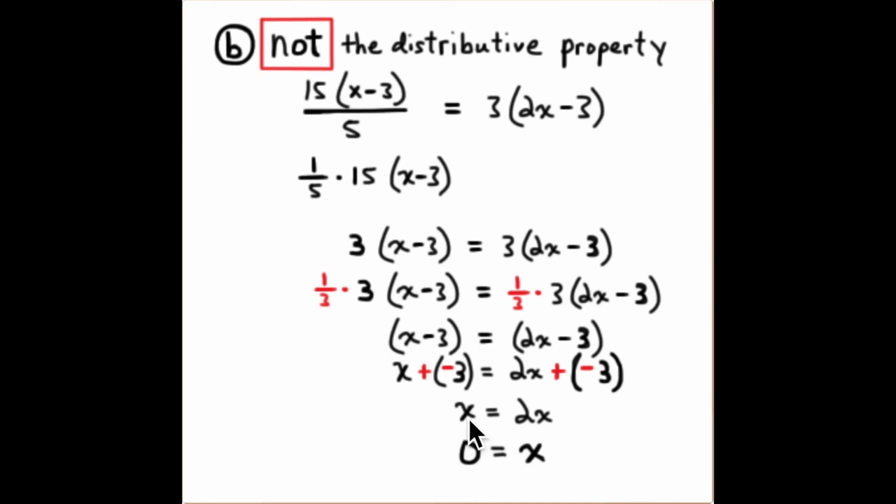It makes sense. The only way that you can have x equal to double something else is for that x to equal 0. There's nothing else that you can do. This is 1x, this is 2x. How can they be equal? By multiplying by 0. So x is 0, and 2 times 0 is 0.